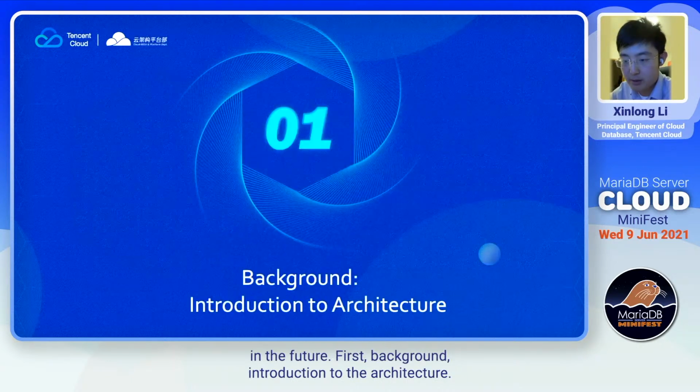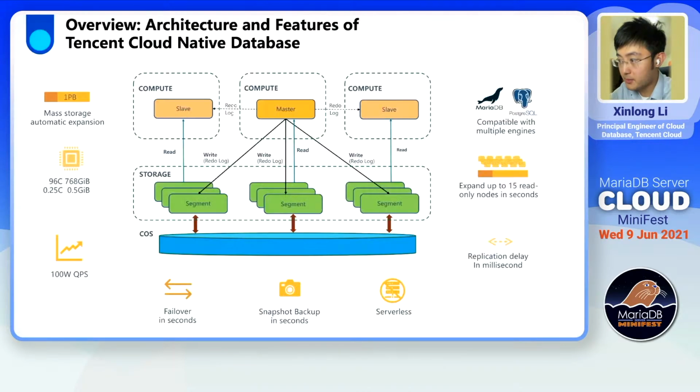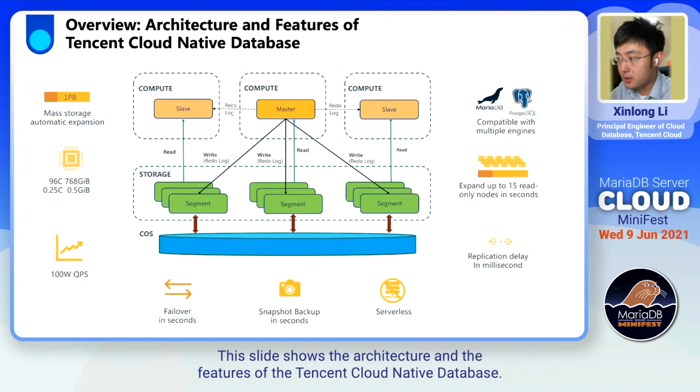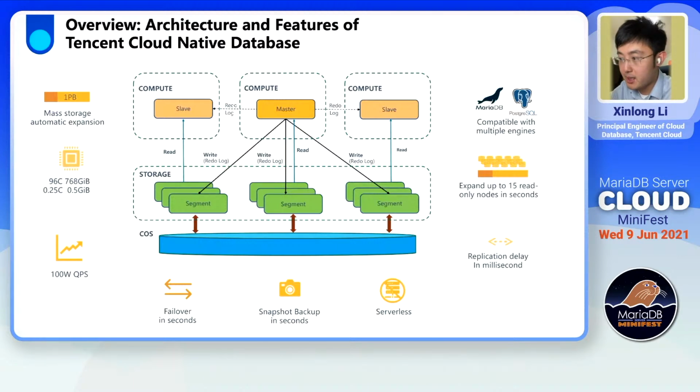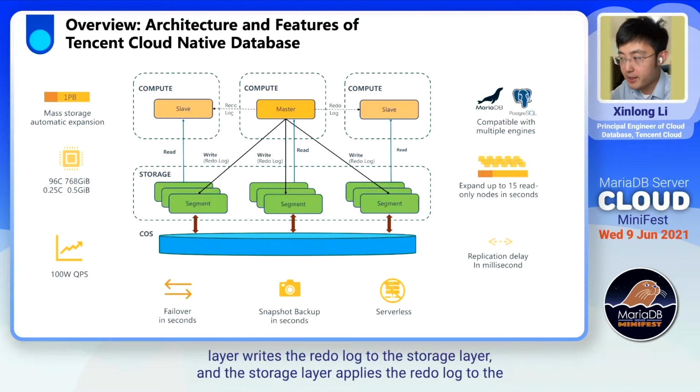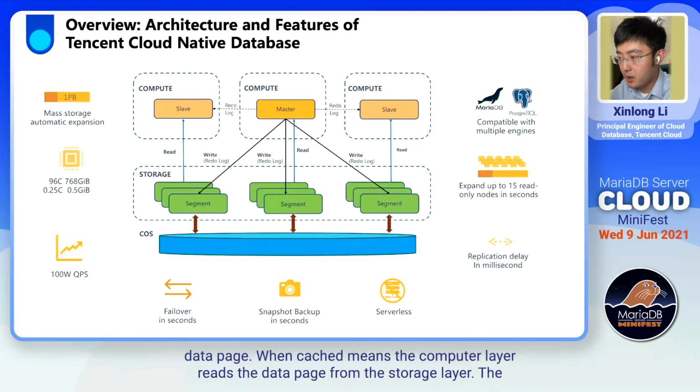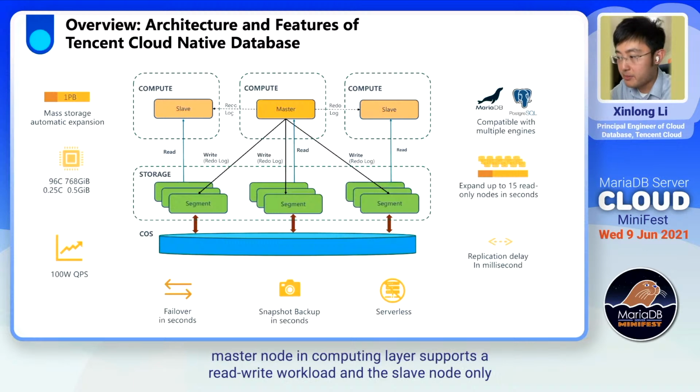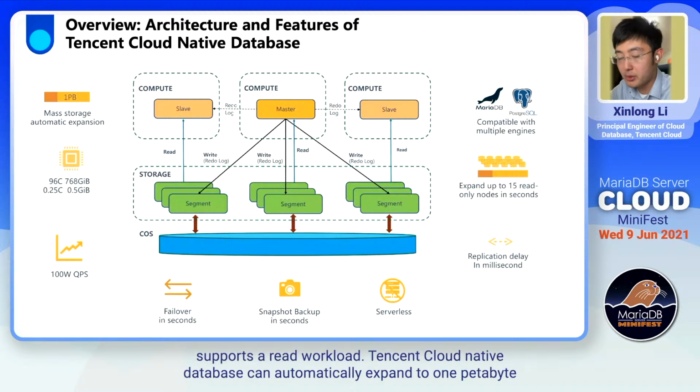Okay, the first, background, introduction to the architecture. These slides show the architecture and the features of the Tencent Cloud Native Database. Tencent Cloud Native Database separates the computing layer and the storage layer. The computing layer writes redo log to the storage layer, and the storage layer applies the redo log to data pages. When there is a cache miss, the computing layer reads the data page from the storage layer. The master node in the computing layer supports the read-write workload, and the slave node only supports the read workload.